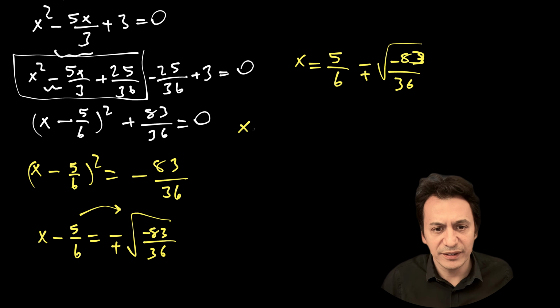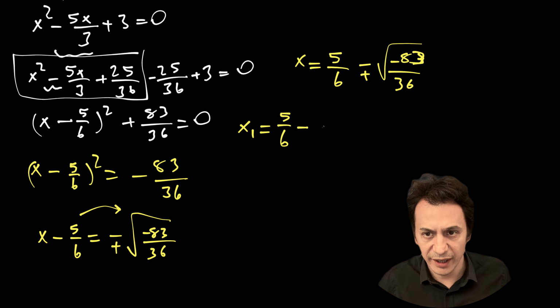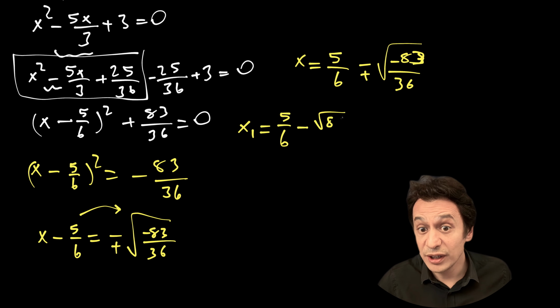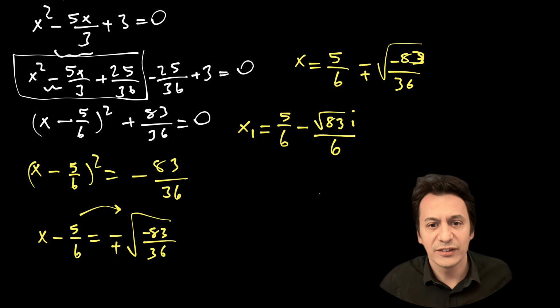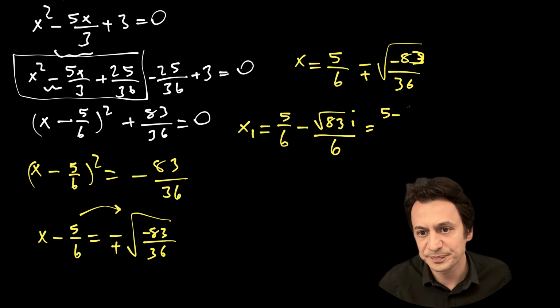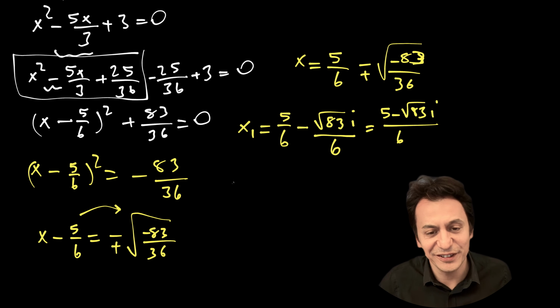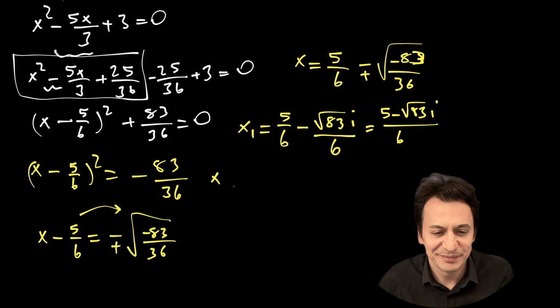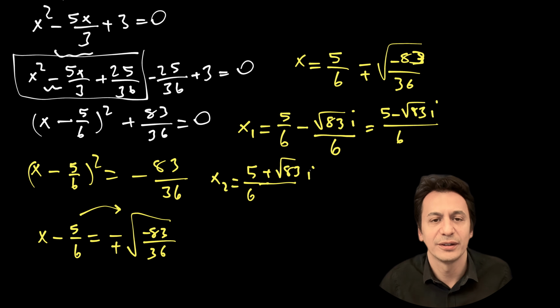Well, let's separate them. x sub 1 equals 5 over 6 minus the square root of 83. You know what I do with this minus? I put an i here, and 36 will come out as 6. Now I have the common denominator, so I can write it as this. Okay, it looks pretty complicated, and it's a complex number, but you get the idea. Okay, this one's going to be with plus. Let's do it with plus, and we're done.